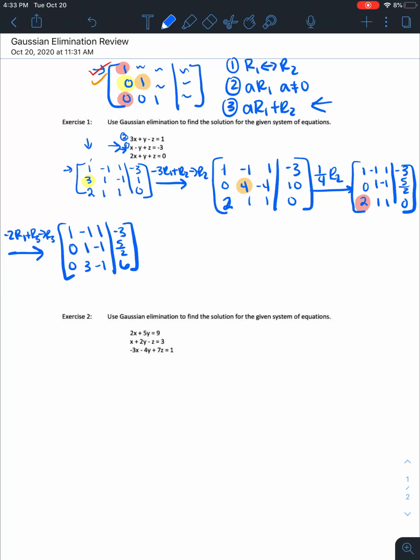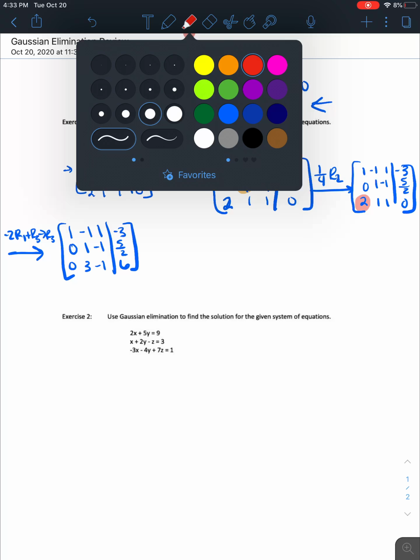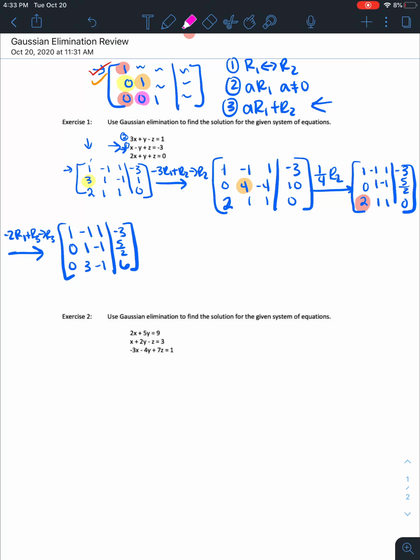I'm going to go ahead and erase this stuff down here so it's out of my way. Okay. So now we need to keep on moving. Let me grab a different color here. So now we're looking at this position. I need to get rid of this 3. I need that to be a 0. So again, I need to add a -3 to that. So I'm going to do -3 times row 2, sorry, plus row 3, and put that in row 3.